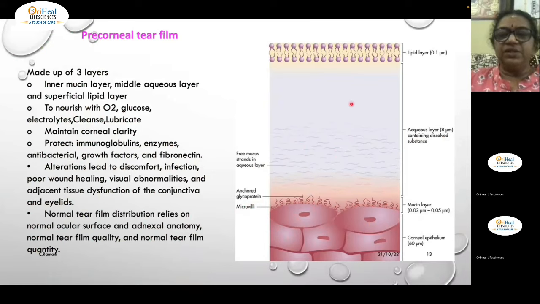So any alterations in this can cause a discomfort. In case of human beings, they say any discomfort here, because that is the first refracting surface. When the light enters into the eye, first refracting surface is this. So any alterations in this can also cause errors in refraction, and the visual acuity will be affected. So for this normal tear film distribution, you should have a good normal anatomy of the ocular surface. So that is why adnexal anatomy is very important again.